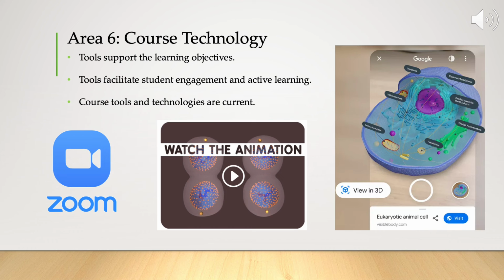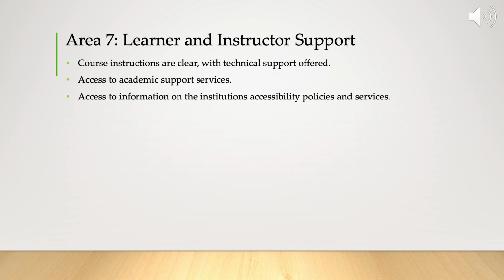Interactive and engaging multimedia will be included throughout, such as animations. And also there will be use of augmented reality. An example of this is the cell on the right hand side, which is incredibly current and interesting for students alike. Area 7 is learner and instructor support. Here the course instructions are clear with technical support offered. There is access to academic support services and access to information on the Institute's accessibility policies and services. I will be including all these points in the syllabus of my module.